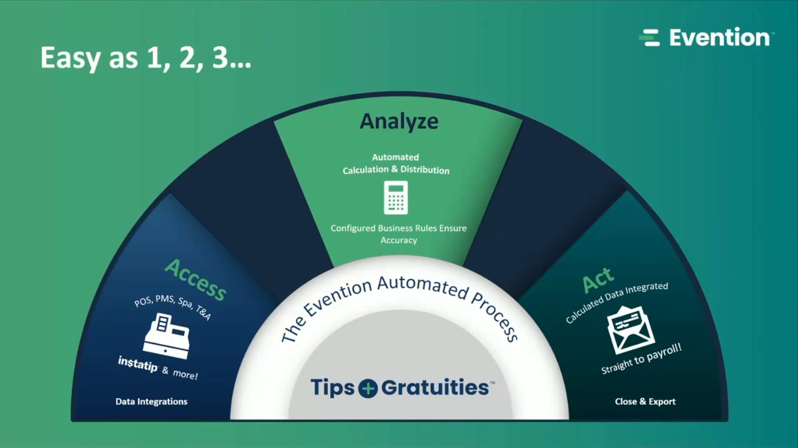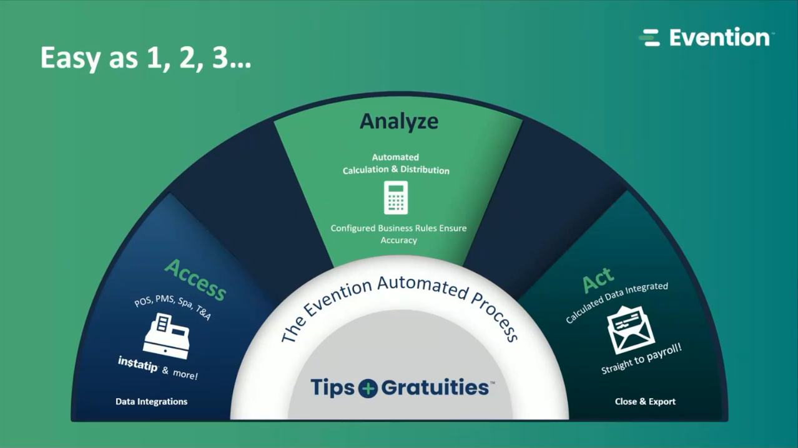The process begins with access. So establishing integrations with your source systems to automate the collection of basic data required for distribution. Commonly, these system integrations include point of sale, event management systems, property management systems, spa, time and attendance, and our very own InstaTip digital tipping application.